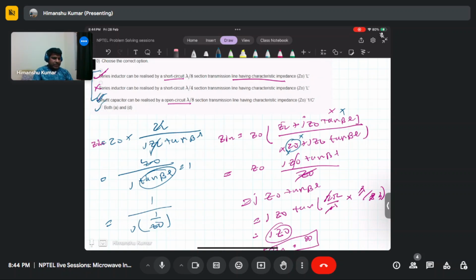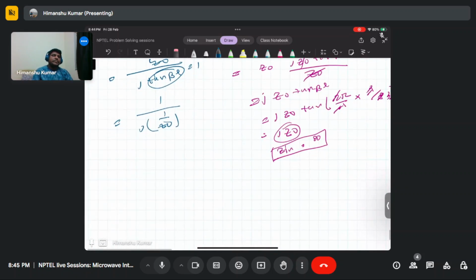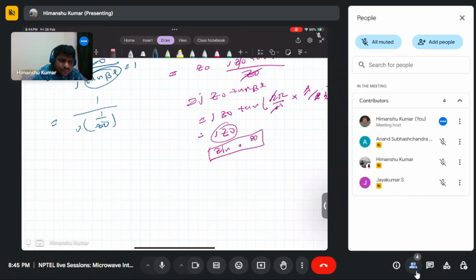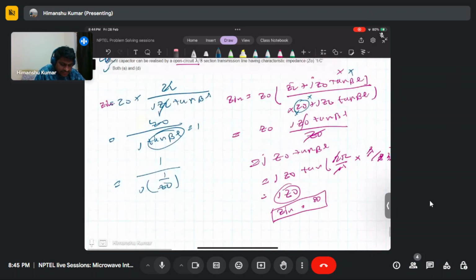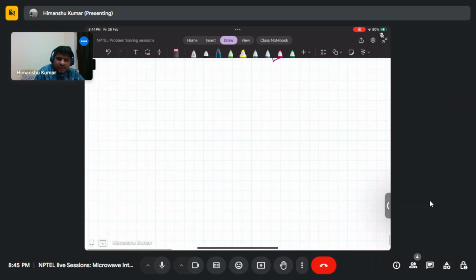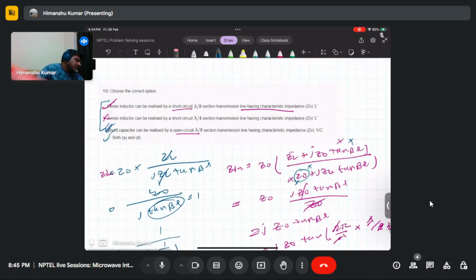So is that clear? I think this was fairly simple. So yeah. Okay, so am I audible? Okay, fine. I think this was the last problem for today. Do you have any doubt further? If you can ask, or otherwise we can end this session.